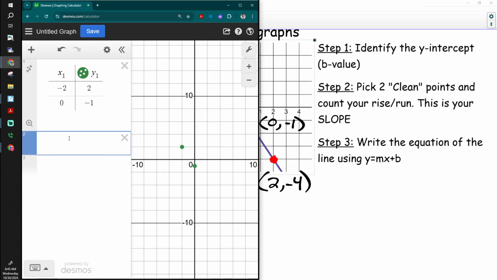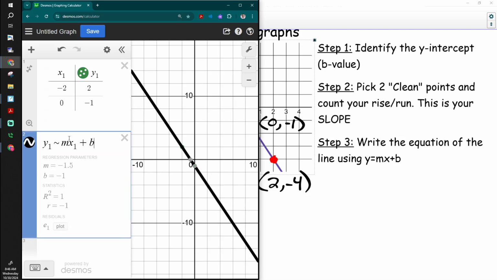Now I can use my cheat code. It's right on the front of your packet. Y1 squiggly mx1 plus b. After you type it in, you get all this awesome information. We're just looking for two things. We need m, we need b. What's the m? Negative 1.5. What's our b? Our b is negative 1.